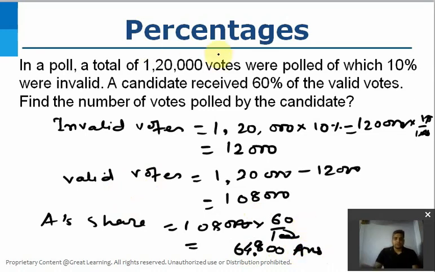So we have been given some votes as invalid, so we just remove those. We find the valid votes, and then I know that my candidate A got 60% of the valid votes, so I just find 60% of the valid votes, and that is candidate A's share.